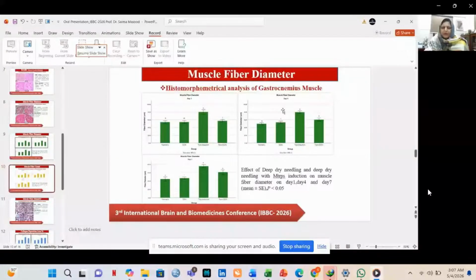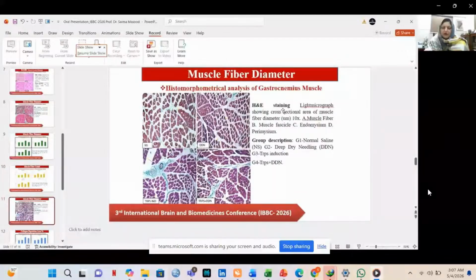We can see that in the third group, this is localized. This greenish color is indicating the collagen fibers in between the muscles, and in the fourth group, you can see that this localized collagen was dispersed at the termination of the recovery phase, just close to normal.